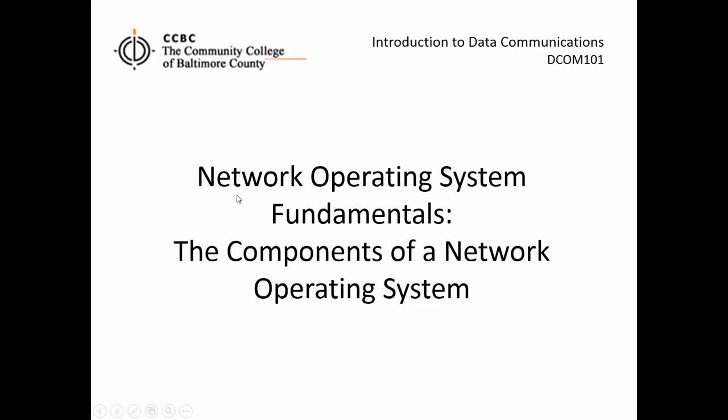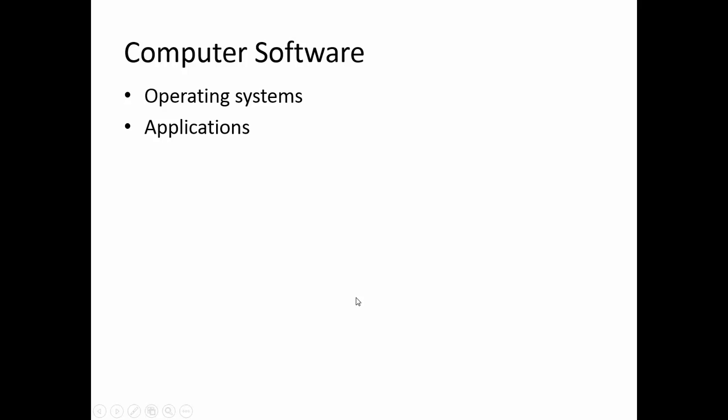In this section on Network Operating System Fundamentals, we will look at the components of a network operating system. Computer software falls into two general categories: operating systems and applications. Common applications include Microsoft Word, Microsoft Excel, and Microsoft Access. But we're not concerned with applications, we are concerned with operating systems. And we have client operating systems and server operating systems.